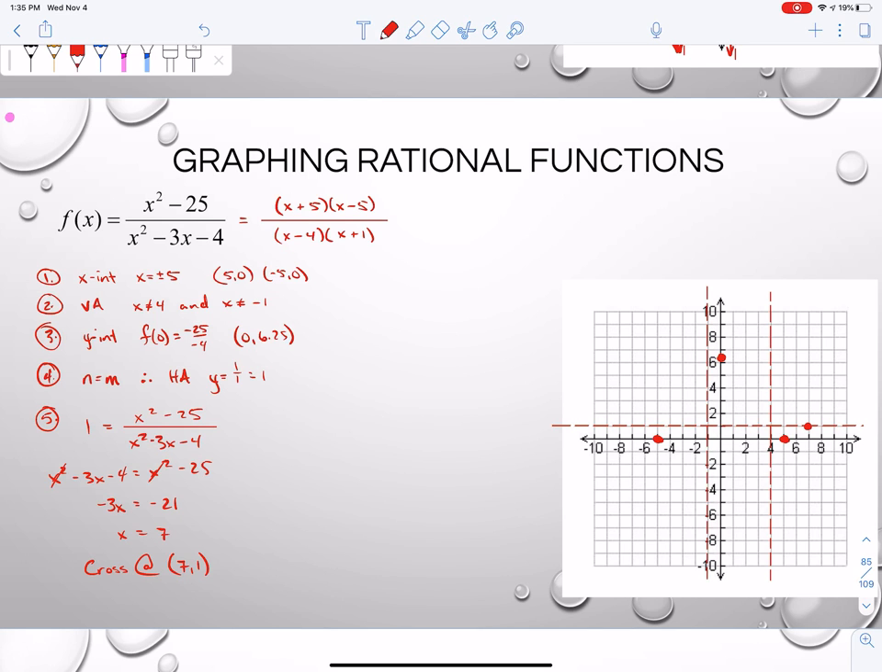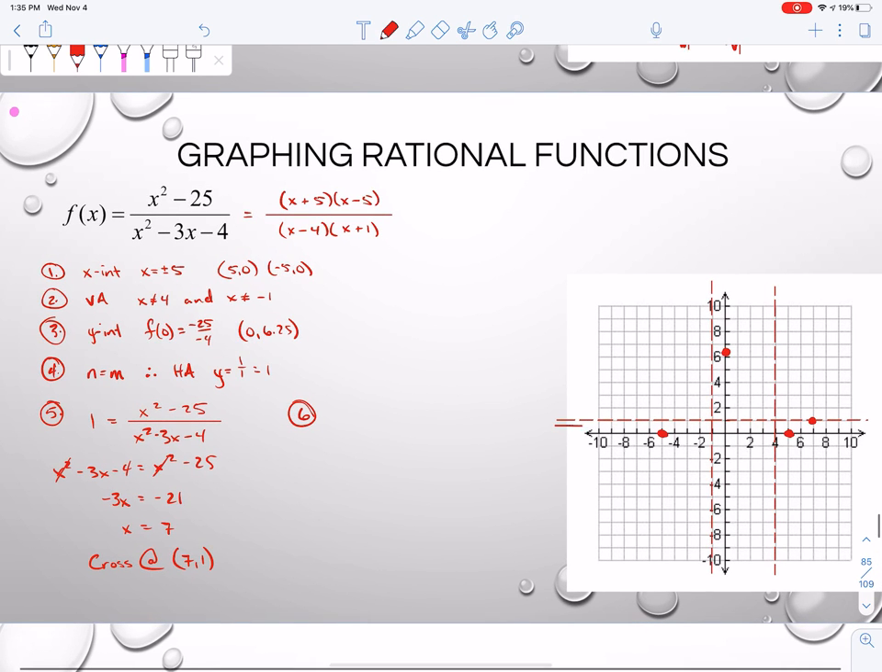Okay, so let's go ahead. In step 6, let's try and sketch this if we have everything we need. Again, think about how we're bounded. I know I can't cross my verticals, and I know the only place that I cross my horizontal is here at 7, 1. So in my leftmost interval, I have a point that's below the horizontal asymptote, so I know I'm bounded below, and I'm going to end up with a graph that looks maybe about like this.